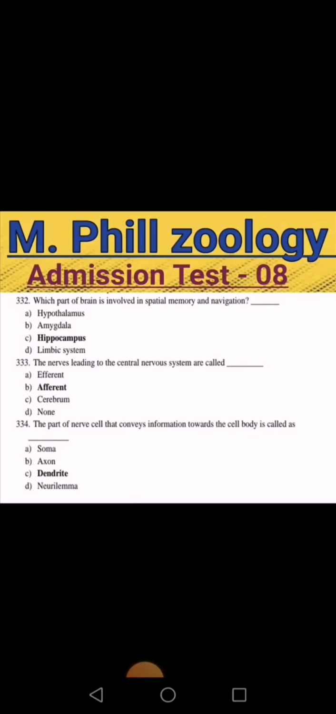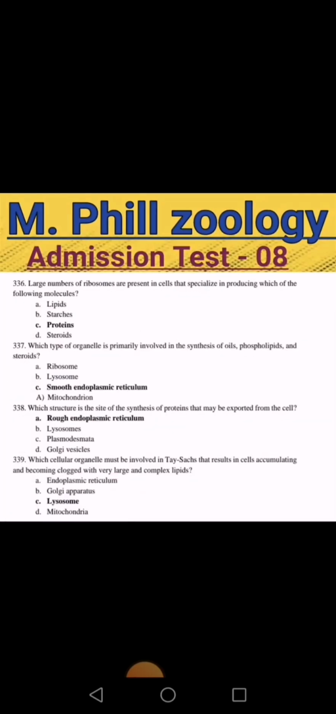C option is right. Large number of ribosomes are present in cells that specialized in producing which of the following molecules, which are proteins? Right option is C. Which type of organelle is primarily involved in the synthesis of oils, phospholipids and steroids? Option C is right, smooth endoplasmic reticulum. Next, which structure is the site of the synthesis of proteins that may be exported from the cell? A. Rough endoplasmic reticulum is right.